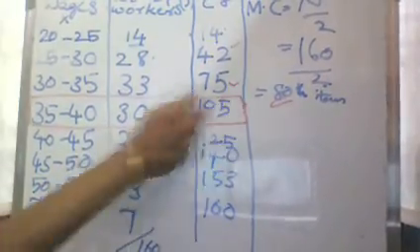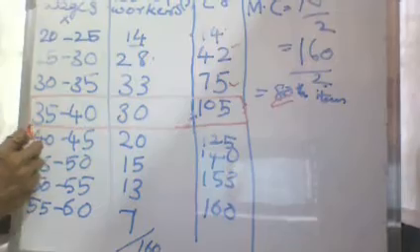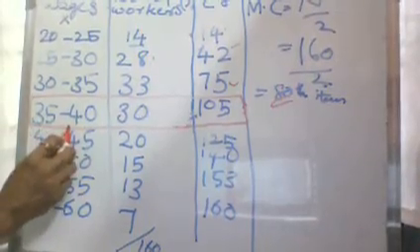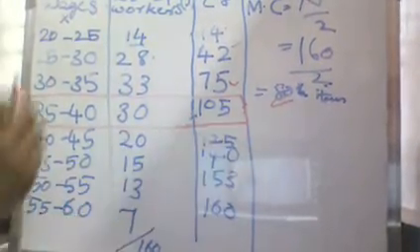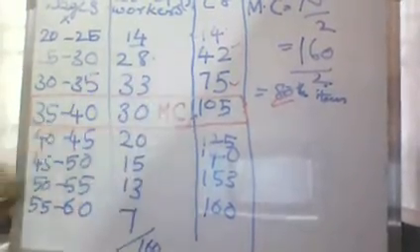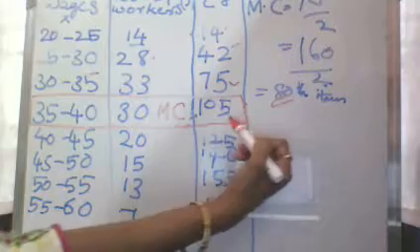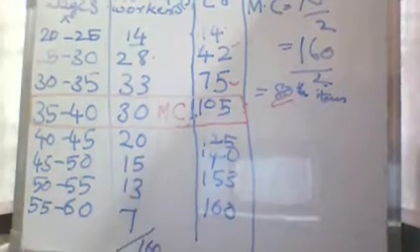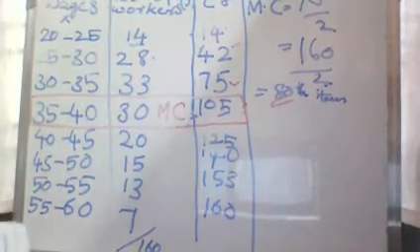Then we need to mark this class, 35 to 40. This is the median class, the class where this 80 falls. Okay, so we got the median class.